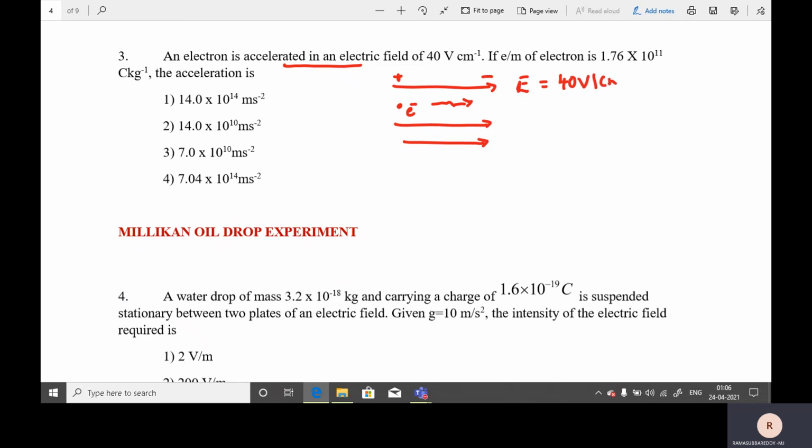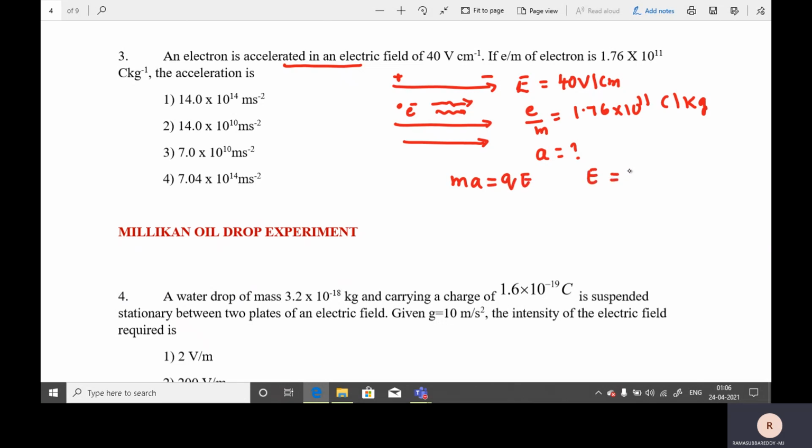40 volt per centimeter. Here they gave the specific charge of an electron, e by m, as 1.76 into 10 to the power of 11 coulomb per kg. Here they ask to find what is the acceleration. We discussed in the first quick recap of the concepts. If a charged particle or electron is moving in an electric field, it has two forces from Newton's second law, that is ma, which is equal to qE.